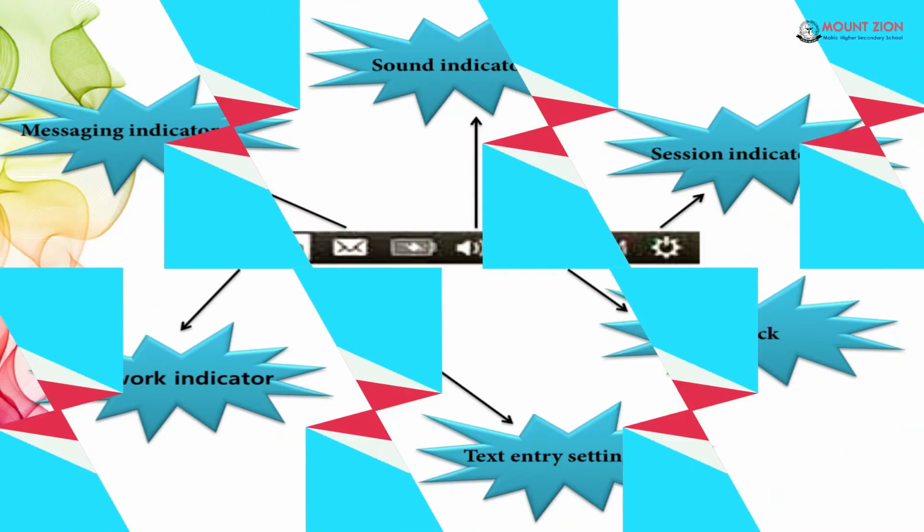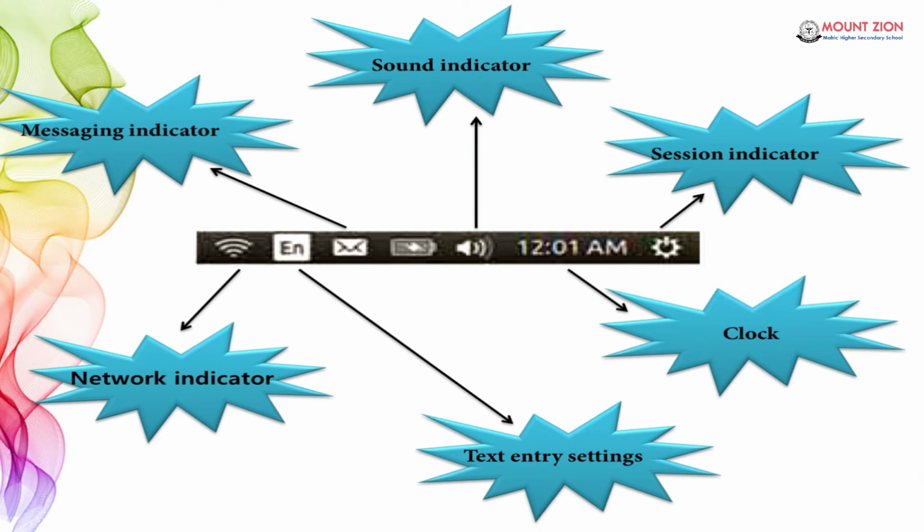So the first one is the network indicator, and this manages all the network connections, so we can easily connect with wired or wireless internet connections. The next one is text entry settings, and this shows the current keyboard layout, and which contains a character map or a keyboard layout chart and text entry settings and all.